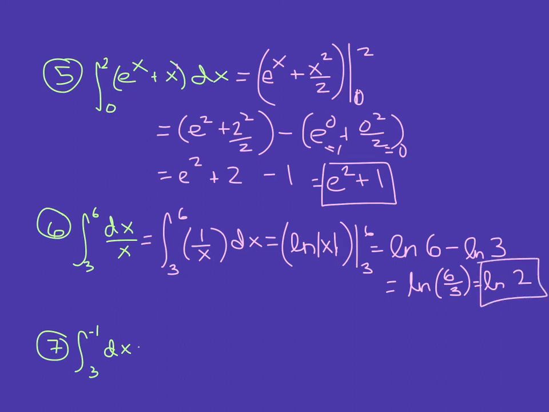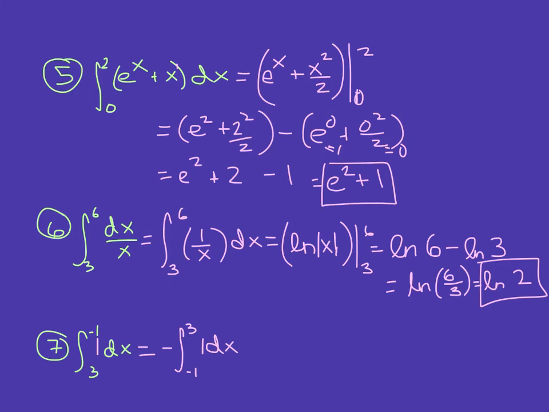So then for number 7, there's 2 things going on. The first thing you might be thinking is, why don't we have a function there? There actually is a function. You can think that there's an invisible 1 in front of there. The second thing I want you to remember is that if your limits of integration are out of order, you need to make it negative and then switch the order of them.